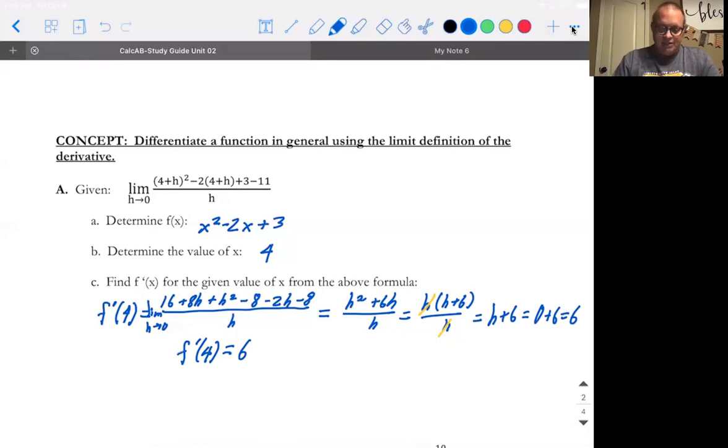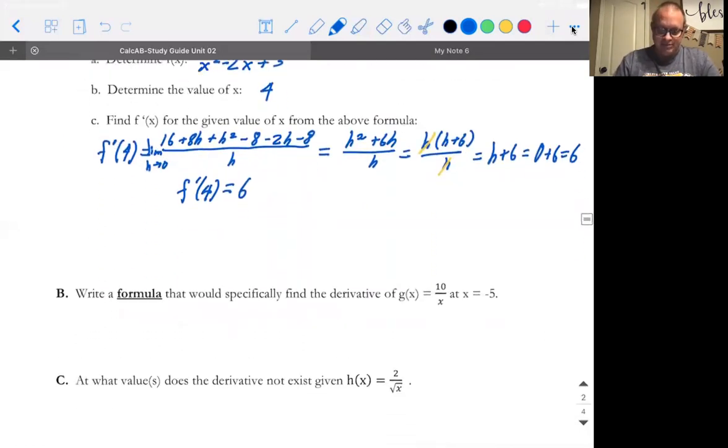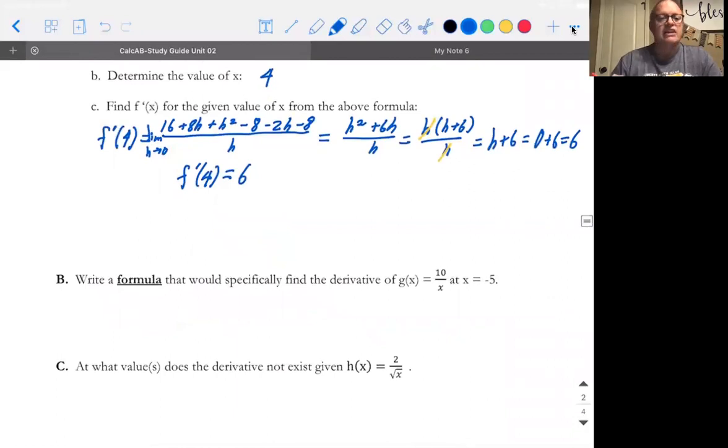Now, let's jump down a little bit to part B. I'd like you, again, to pause the video and write a formula using the difference quotient that would specifically find the derivative of g of x equals 10 over x at x equals -5. Try that.